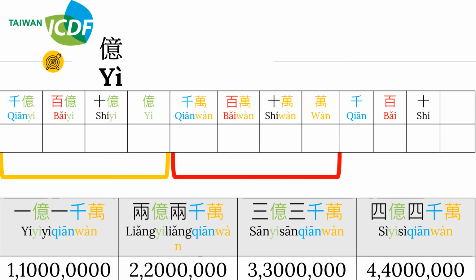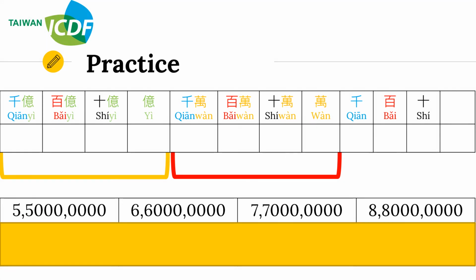And 110 million is 一亿一千万. Next, 两亿两千万, 三亿三千万, 四亿四千万.